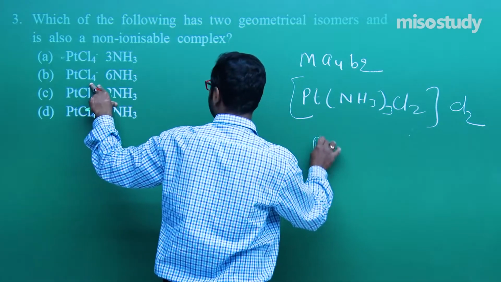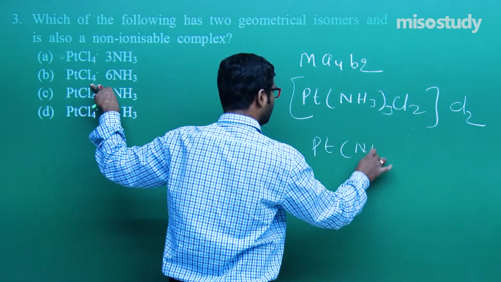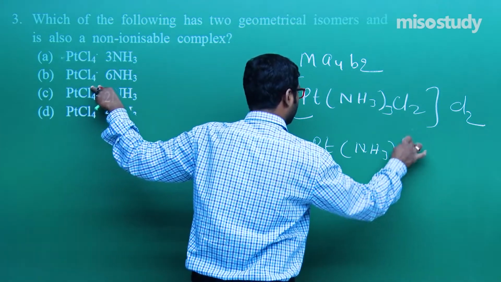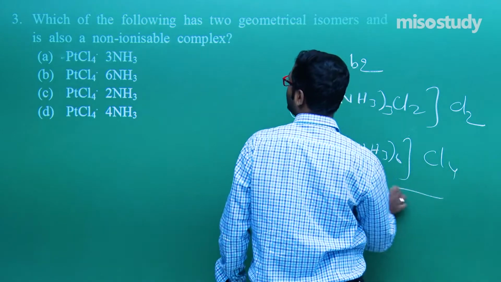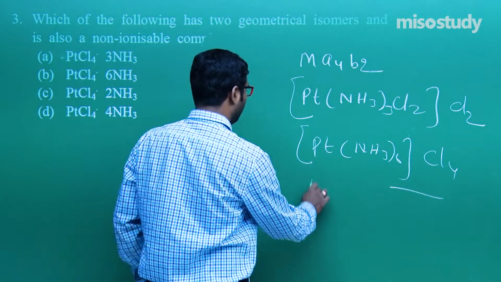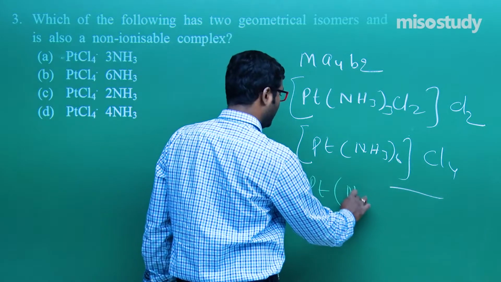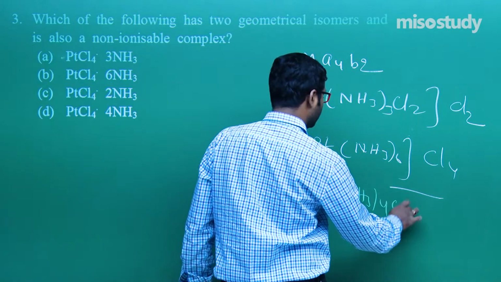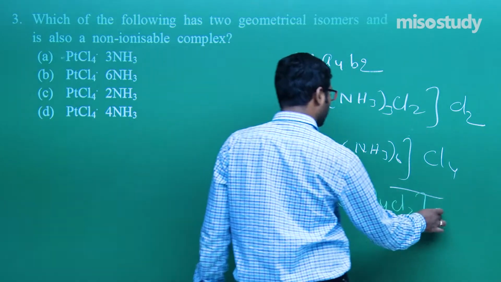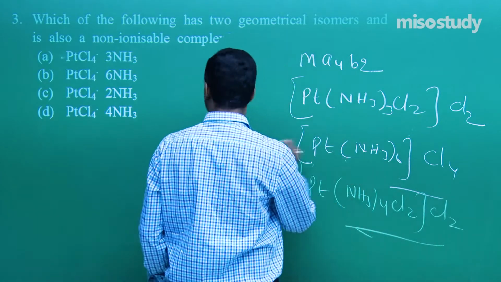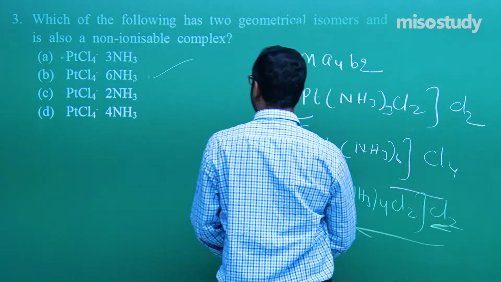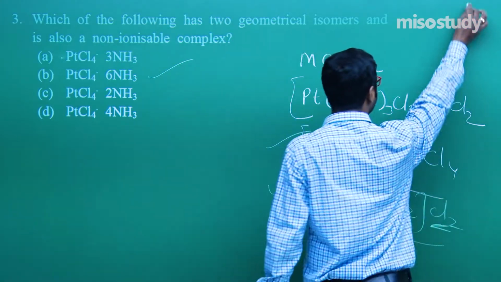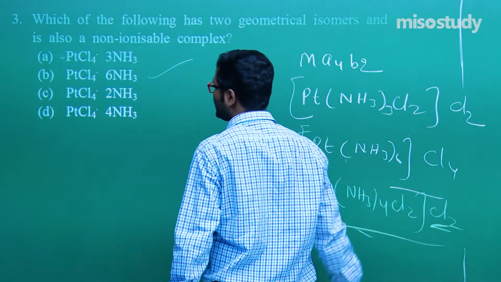If I write Pt(NH3)6Cl4, there is no possibility to show geometrical isomers. If I write Pt(NH3)4Cl2, there is a possibility to show geometrical isomers in this case. This pattern is similar, but this one is not non-ionizable. It is ionizable, minus and plus charges are possible.